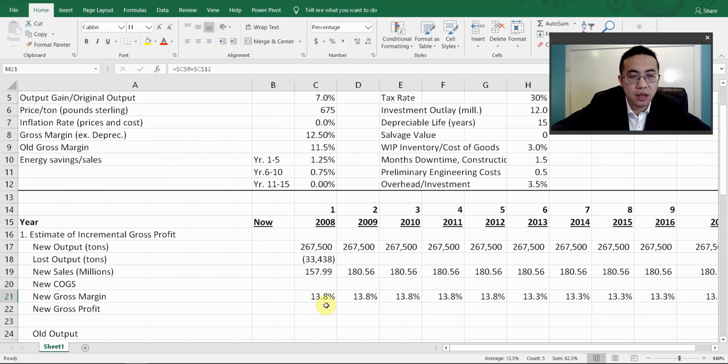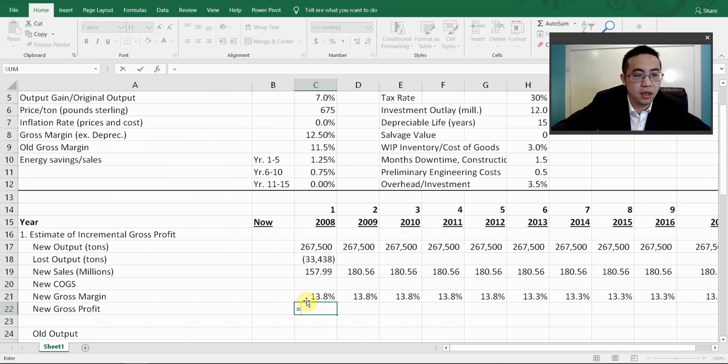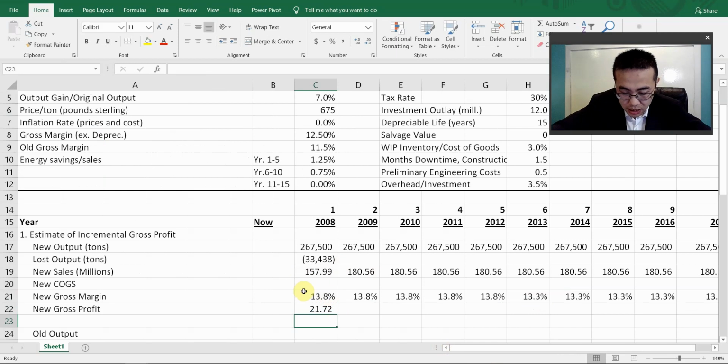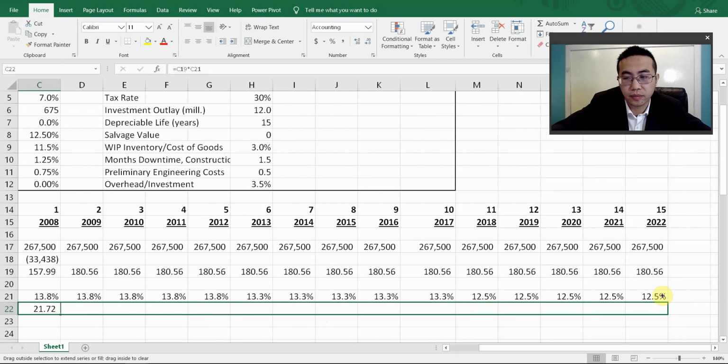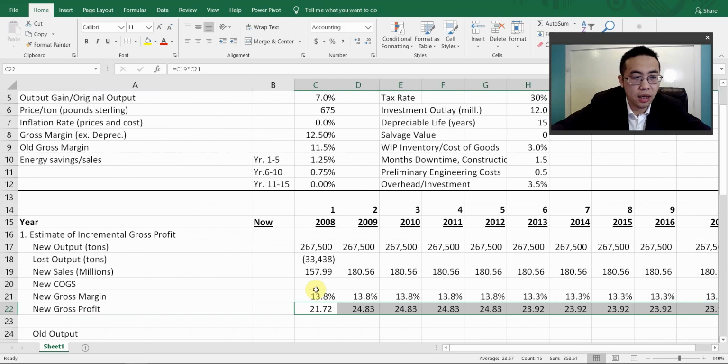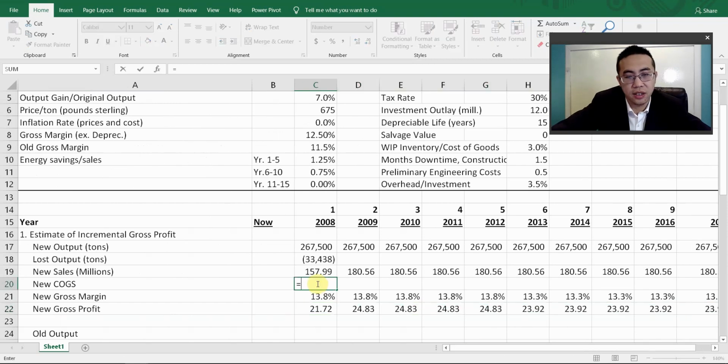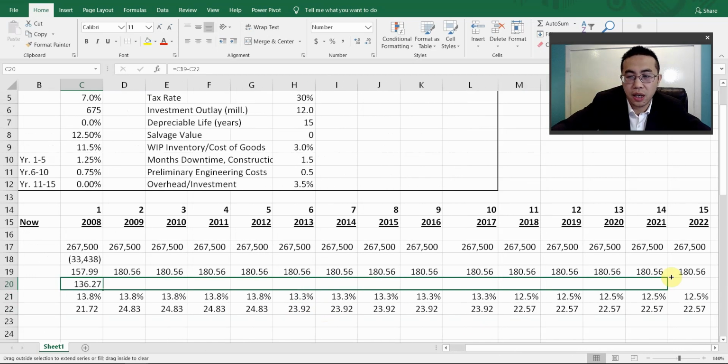Okay, so based on the gross profit margin, you can get the gross profit. You will use your new sales multiplied by this gross profit margin. So that's your gross profit, and then drag it all the way. And for the new cost of goods sold, actually this number should come first, but in capital budgeting, we just go with the gross profit margin, and then we solve backward. So after you get this gross profit, you use the sales minus the profit, and that difference is the cost of goods sold, aka variable cost.